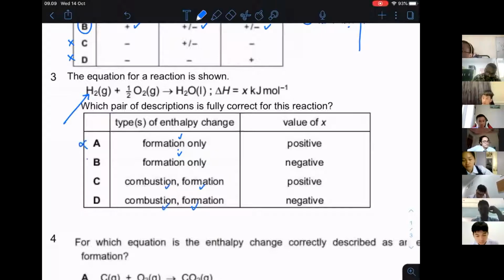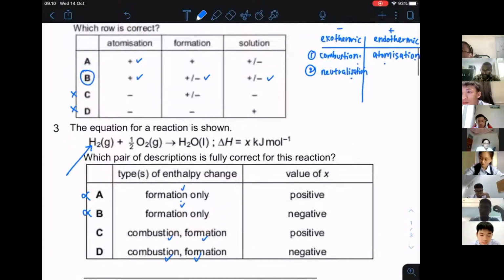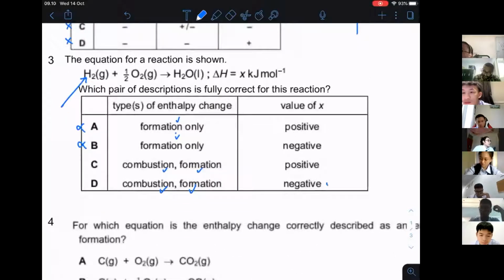So A and B will not be correct, but since we know combustion is always exothermic, the value of X must be negative, even though I know formation can be either positive or negative. Since it is representing both equations, we cannot have a positive value here if it is combustion. So of course the value must be negative. So D will be the best answer for this question.